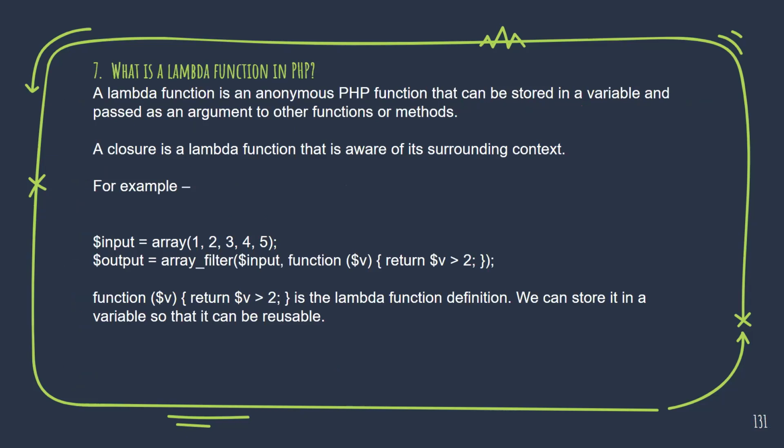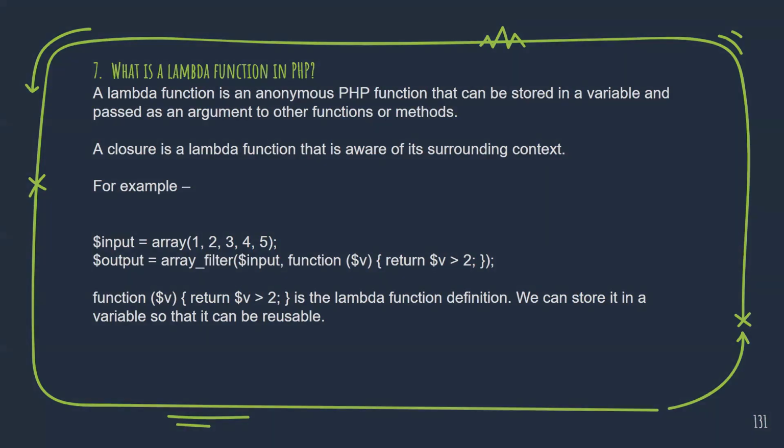Next goes the lambda function in PHP. A lambda function is an anonymous PHP function that can be stored in a variable and passed as an argument to other functions or methods. A closure function, as discussed in the anonymous function, is a lambda function that is aware of its surrounding context and the region it is to be executed in. Here is a small example related to the lambda function in PHP.